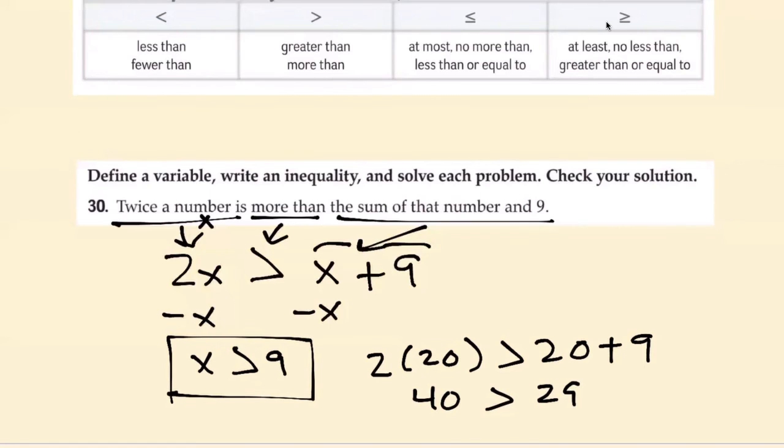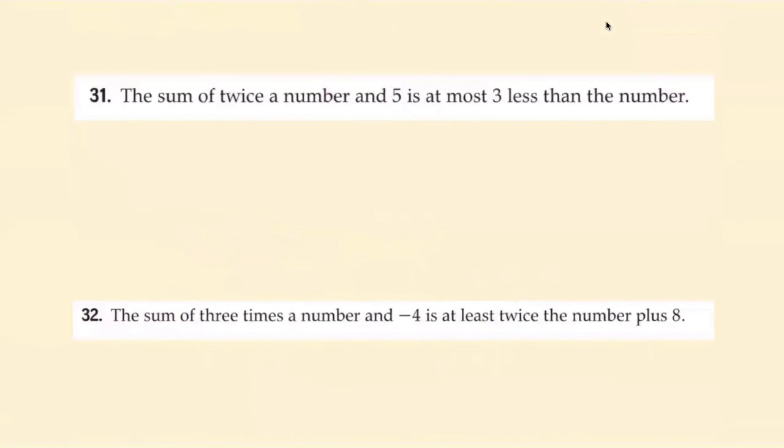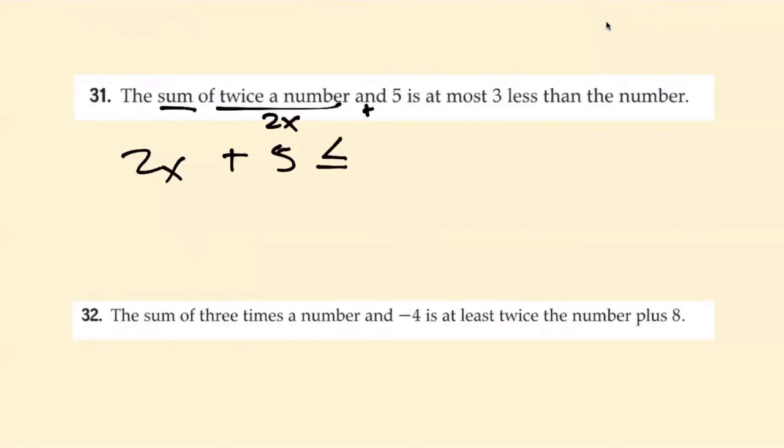Okay, let's look at a couple other quick examples of how to write these. The sum of twice a number and 5, all right, so sum means we're going to have adding. Twice a number is going to be 2x, so we got 2x, and 5. So the sum of twice a number and 5, so that's where your plus sign would be, is right there, is at most. So at most means that that's the biggest it's going to be, and it could include that. So that is less than or equal to. At most, 3 less than the number. Well, 3 less than means you're subtracting 3 from the number. So you have x minus 3.